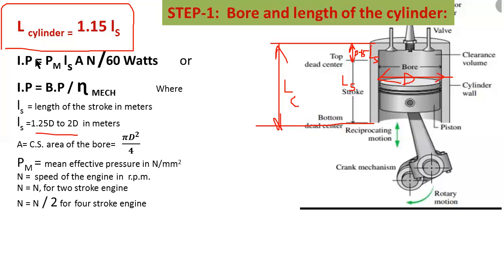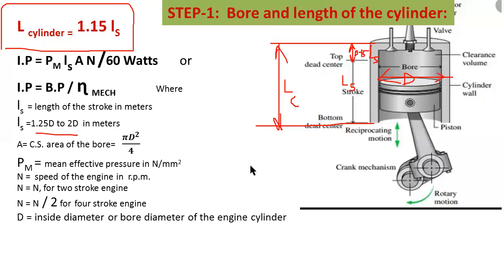So from these indicated power formulas, you can get the values of diameter and stroke length. From these formulas we get the bore diameter, that is capital D. After getting D, we substitute the value of D in this equation, then we get Ls. Then you substitute this Ls value into this equation, and finally you will get the length of the cylinder. So these are the main formulas for design of the bore length.